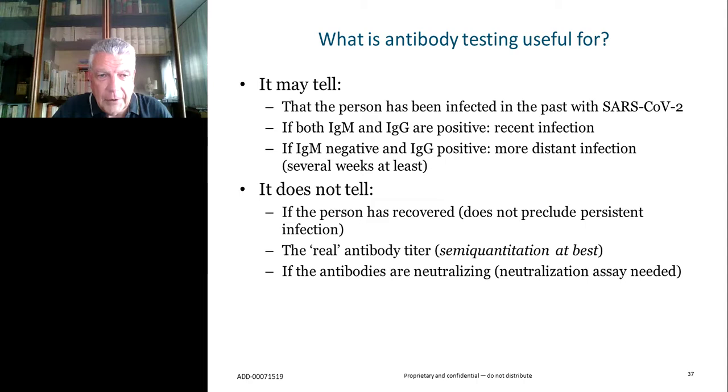But at the same time, we should be aware of what antibody testing cannot tell you. It cannot tell you if the person has recovered, because it does not preclude persistent infection. The recovery is usually established by repeat testing for RNA. This is the rule of thumb as of now. It may not tell the real antibody level. We do know that there are assays that express results in arbitrary units, but at least according to the CDC, and this makes a lot of sense to me as well, the assays at best are semi-quantitative. There is no standard unit. There is no reference. So speaking about quantitation of antibodies is a little bit too early.